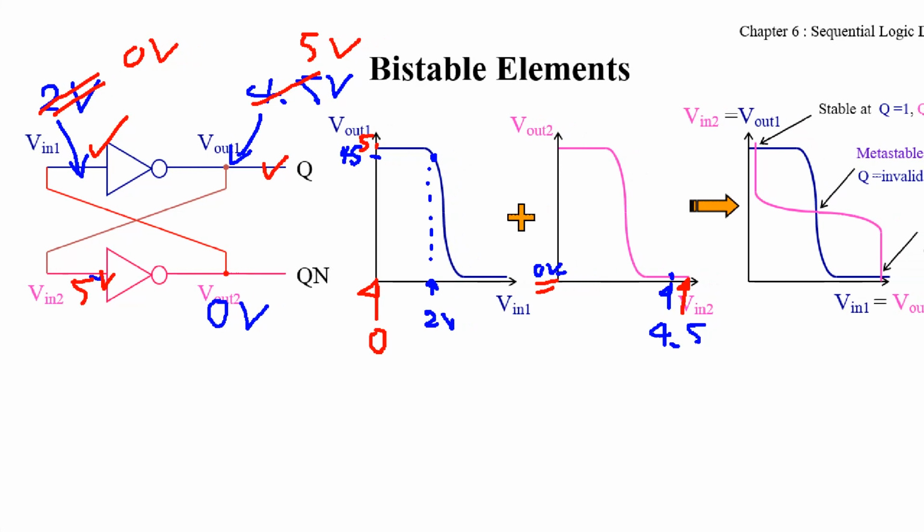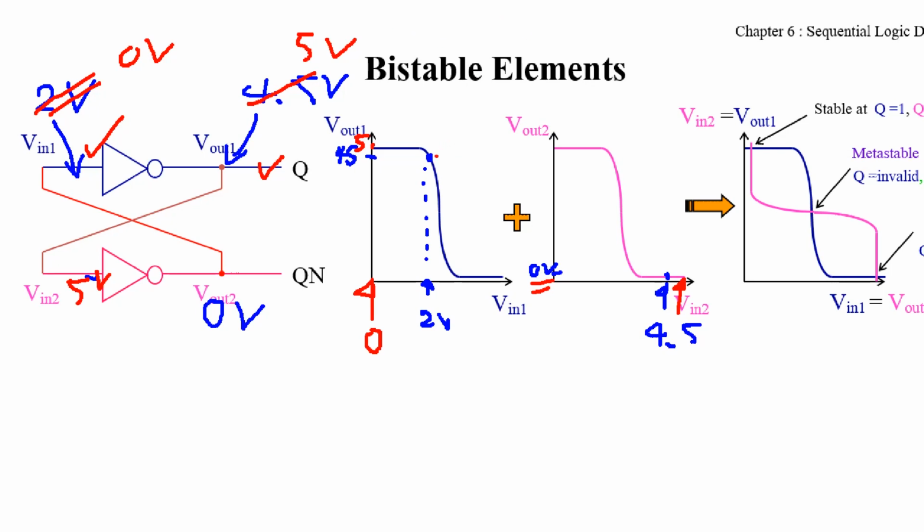So if you start at this point, after time passes, it moves to a stable state at this point. Namely, Q becomes high and Qn becomes low, or logic 1 and 0.